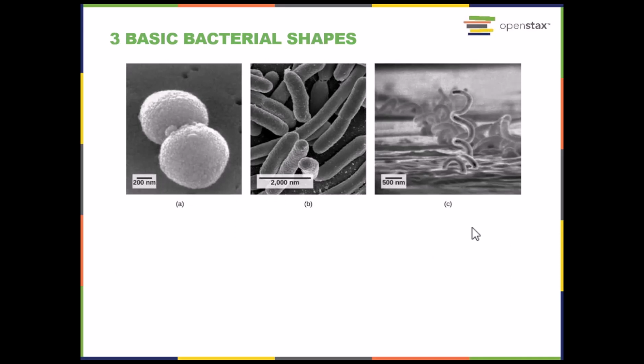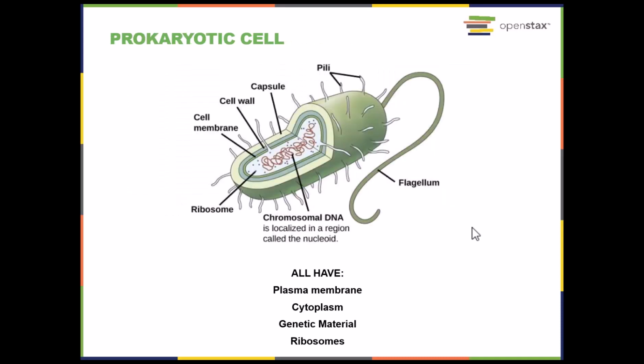Bacteria come in three basic shapes. We have the round shape here called coccus, the rod shape called bacillus, and the spiral shape called spirillus. And then you also can get them either in individual units or they can form chains. So if you see something called streptococcus, it means it's a chain of these spherical cells. Now, a prokaryotic cell will all have certain features. They will all have a plasma membrane, which is the same as the cell membrane right here.